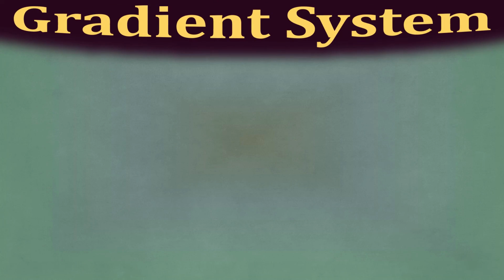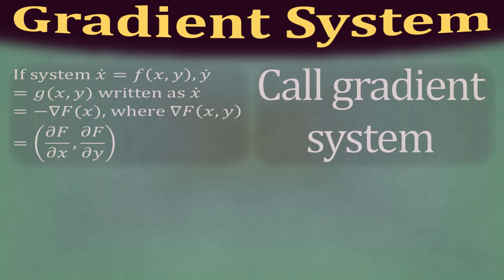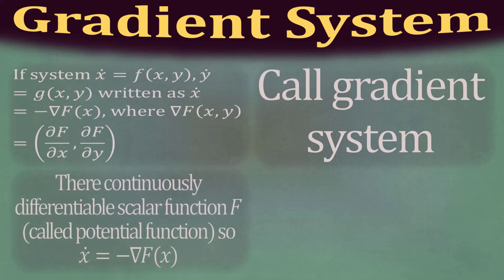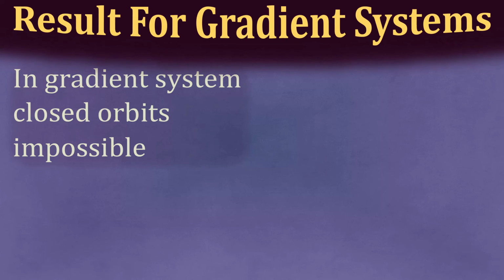Now, let's define a gradient system. If the system x dot equals f of x, y and y dot equals g of x, y can be written as x dot equals minus grad V of x, where grad V of x is the vector of the partial derivative of V with respect to x and the partial derivative of V with respect to y, we call it a gradient system. This means there is a continuously differentiable scalar function V, called a potential function, so that x dot is equal to minus grad V of x. We have the following result for gradient systems. In a gradient system, closed orbits are impossible.